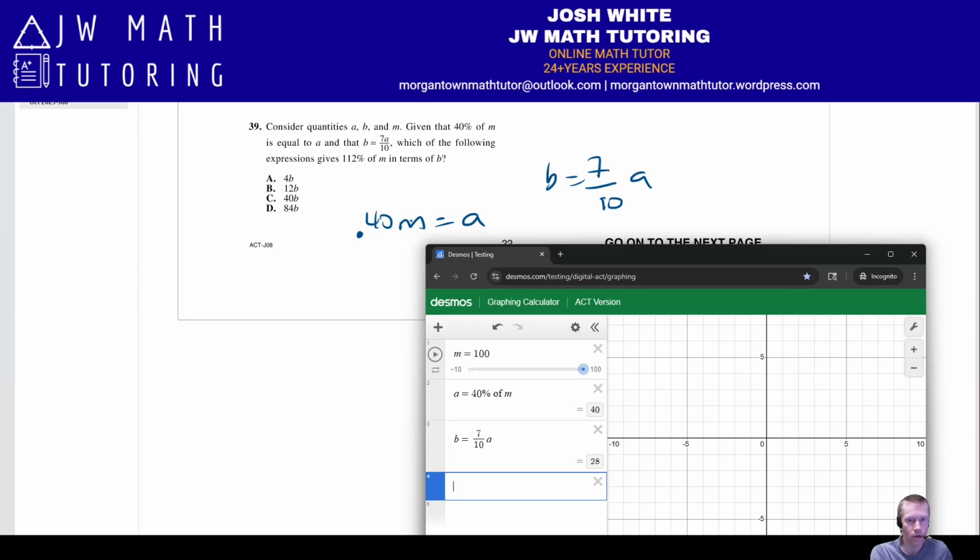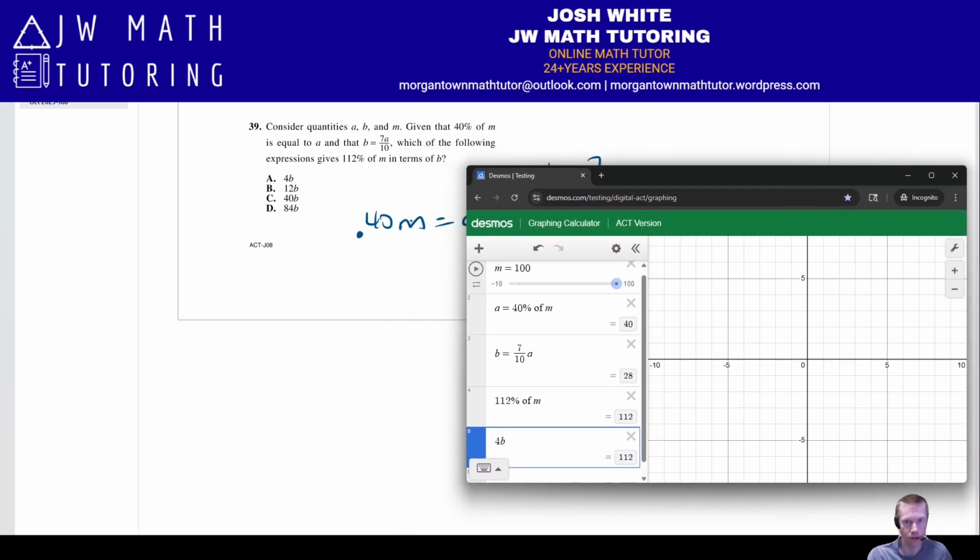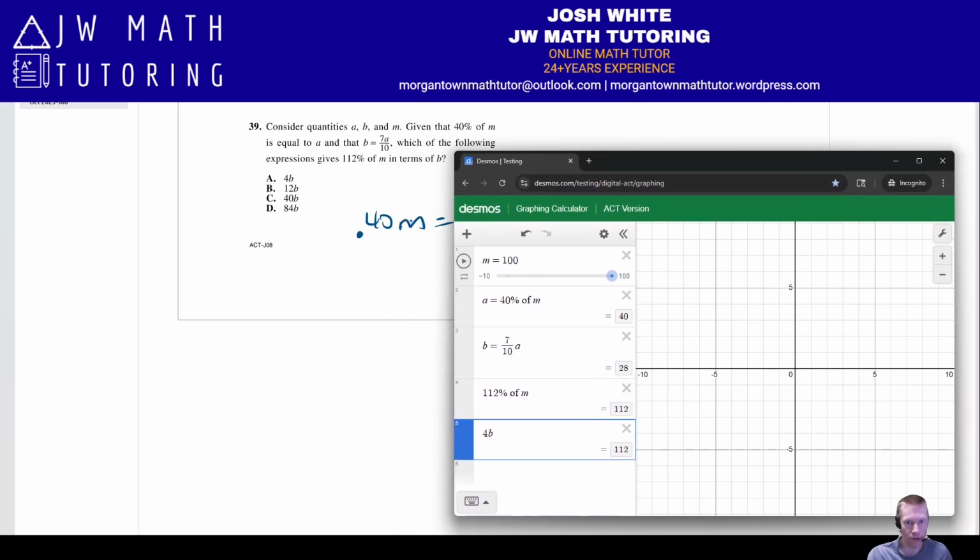So now what I need to do is find 112% of m. Okay, it's just 112, and the whole reason I chose 100 is because you can quite easily look at that and just figure it out, because 112% is just going to be that exact number because I started with 100. Regardless, which of these answers is equal to 112, taking my b value, which is 28? Okay, 4b, slide this up. So notice, again, that's my correct answer right there. 4b is equal to 112. You can check the others, not 112, not 112, not 112.